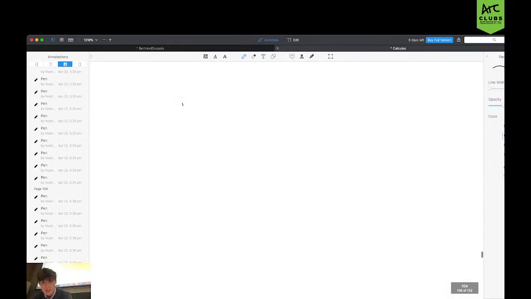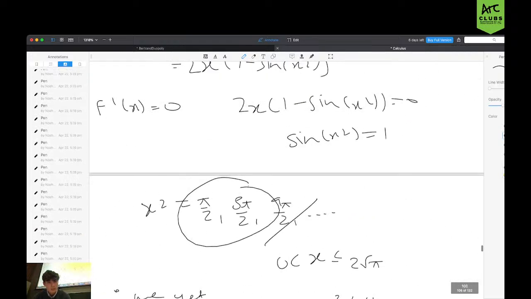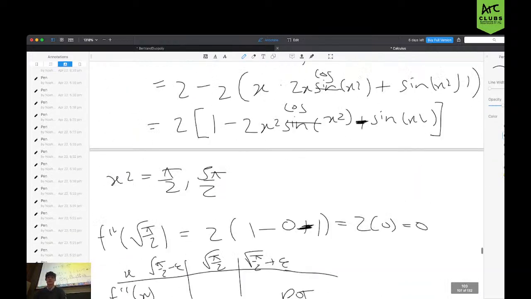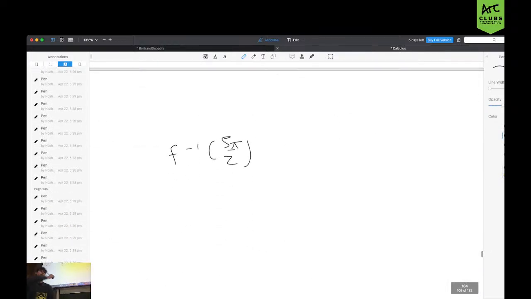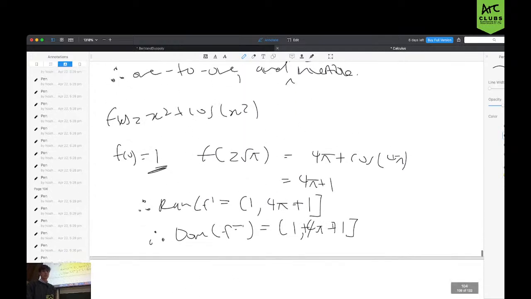So f inverse of 5 pi on 2, I think that's it, yep. F inverse of 5.2. Okay, perfect. So F inverse of 5.2. Well, we don't actually know what F inverse is. We never actually found what F inverse is. And looking at our function, I don't think we want to. It's not going to be pretty, right?